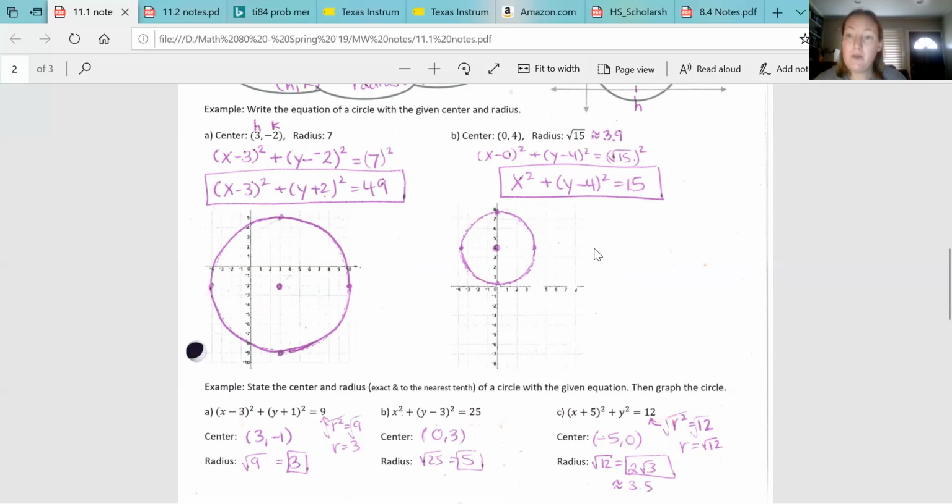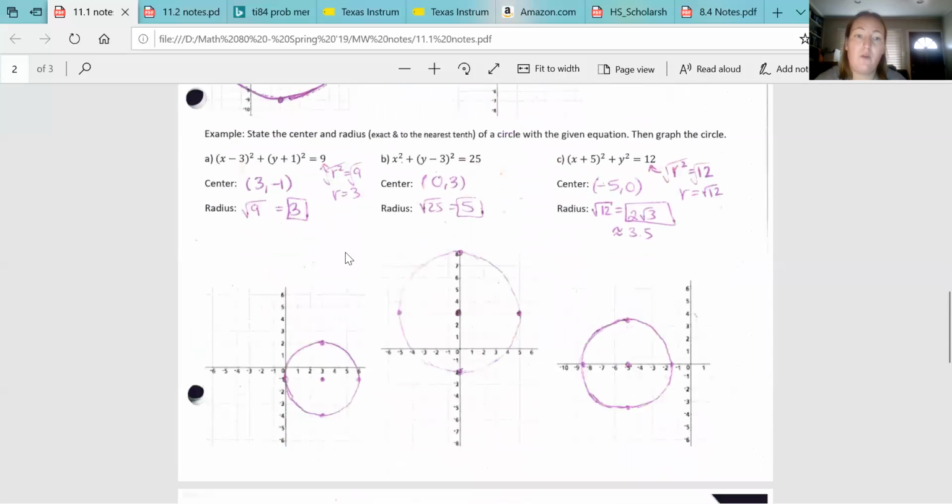So let's go the other way now. Let's go from having an equation to writing down what the center and radius is, therefore being able to graph it. So it's the opposite and the opposite of what's showing. And then this is r squared, right? So if this is r squared, we would take the square root and r would be 3.